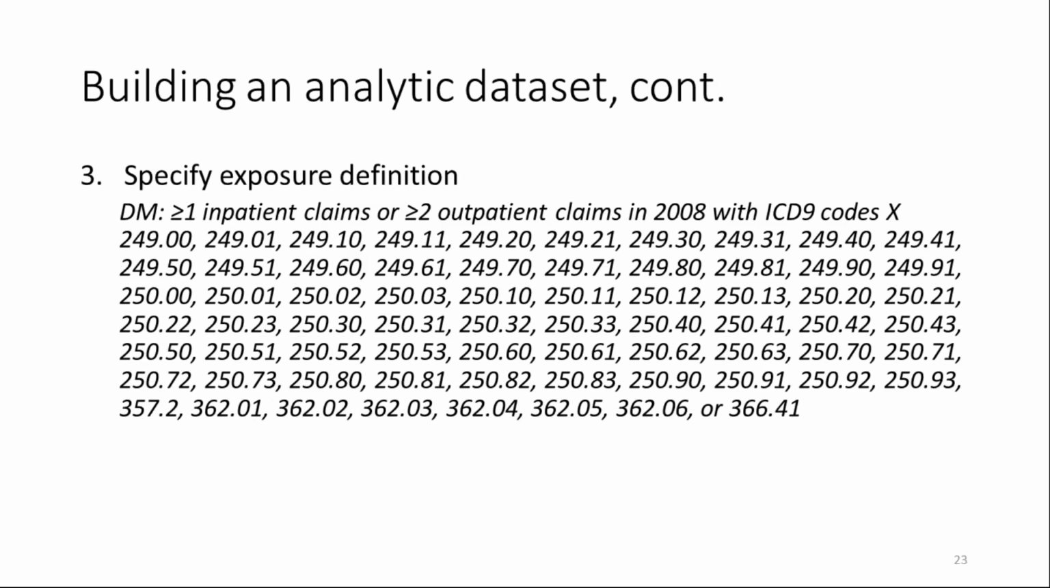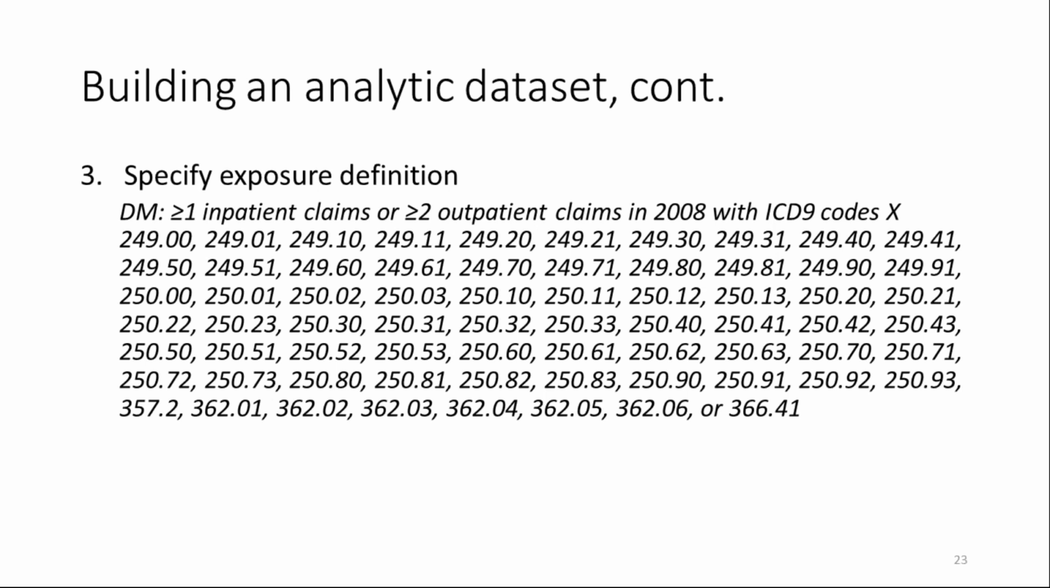And then you're going to define your exposure definition. Let's say we're looking at diabetes, you're going to want at least 1 inpatient claim, or you can have 2 outpatient claims in 2008 based on these ICD-9 codes here. Don't reinvent the wheel when you're working with administrative claims. There's a lot of papers published out there with validated algorithms for picking up claims. If you're working in Medicare, I would recommend using the suggested Chronic Conditions Warehouse definitions for picking up different conditions, because you will have to justify why you've used what you've used.